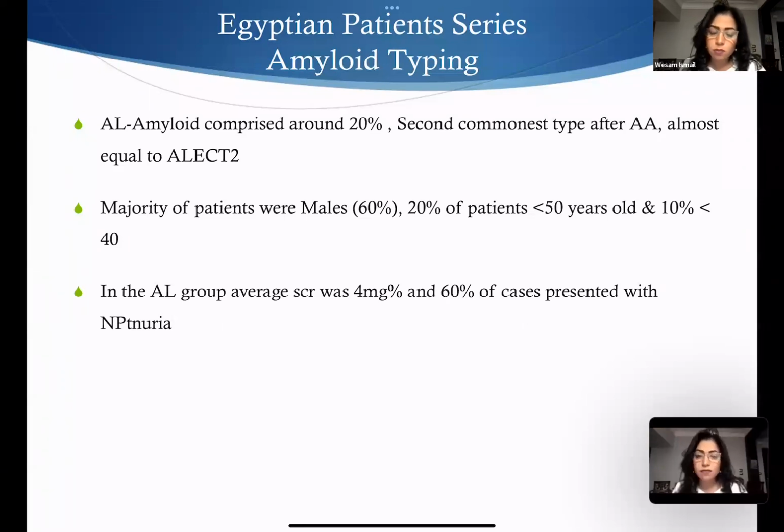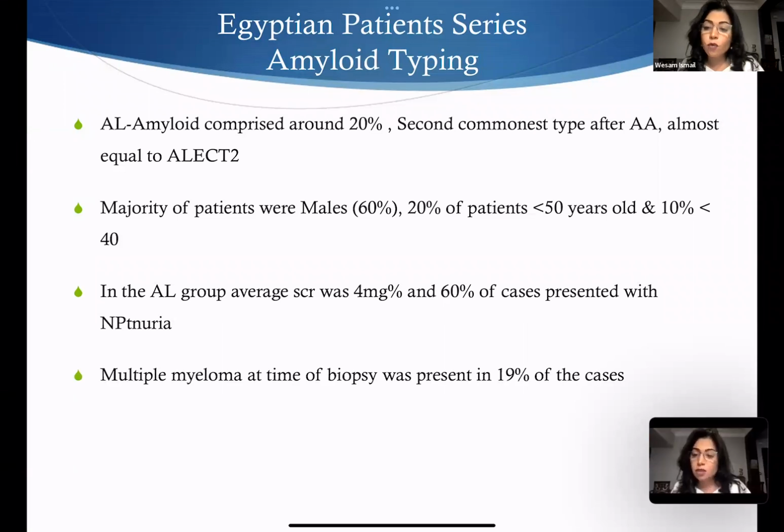Again, I want to stress this point because when you read in the literature that the age of AL amyloidosis is around 60 or 63 years old, that's in the West. In our countries, we have cases of patients who are 31 years old, 35, 38, 42, and so on. So 20% is a considerable percentage of patients who were less than 50, and 10% were very young patients. In the AL group, the average serum creatinine was around 4 mg/dL, and 60% of these cases presented with nephrotic range proteinuria.